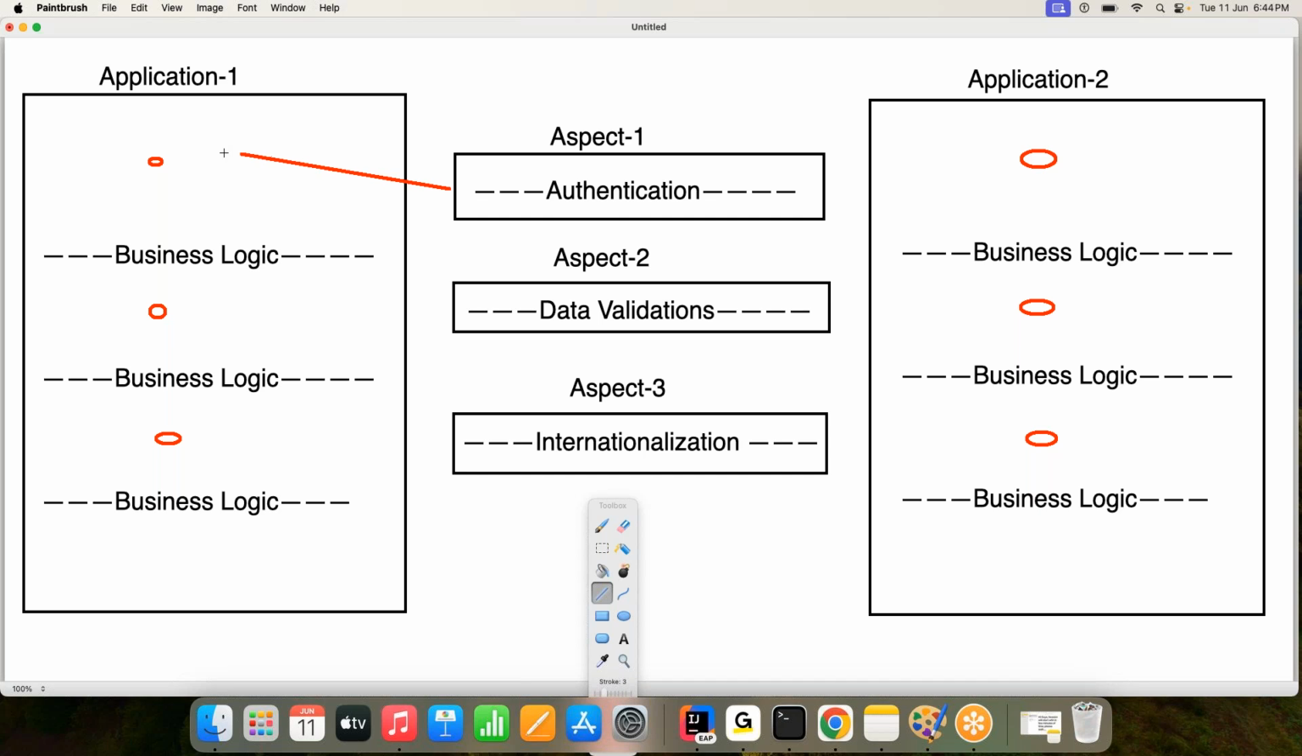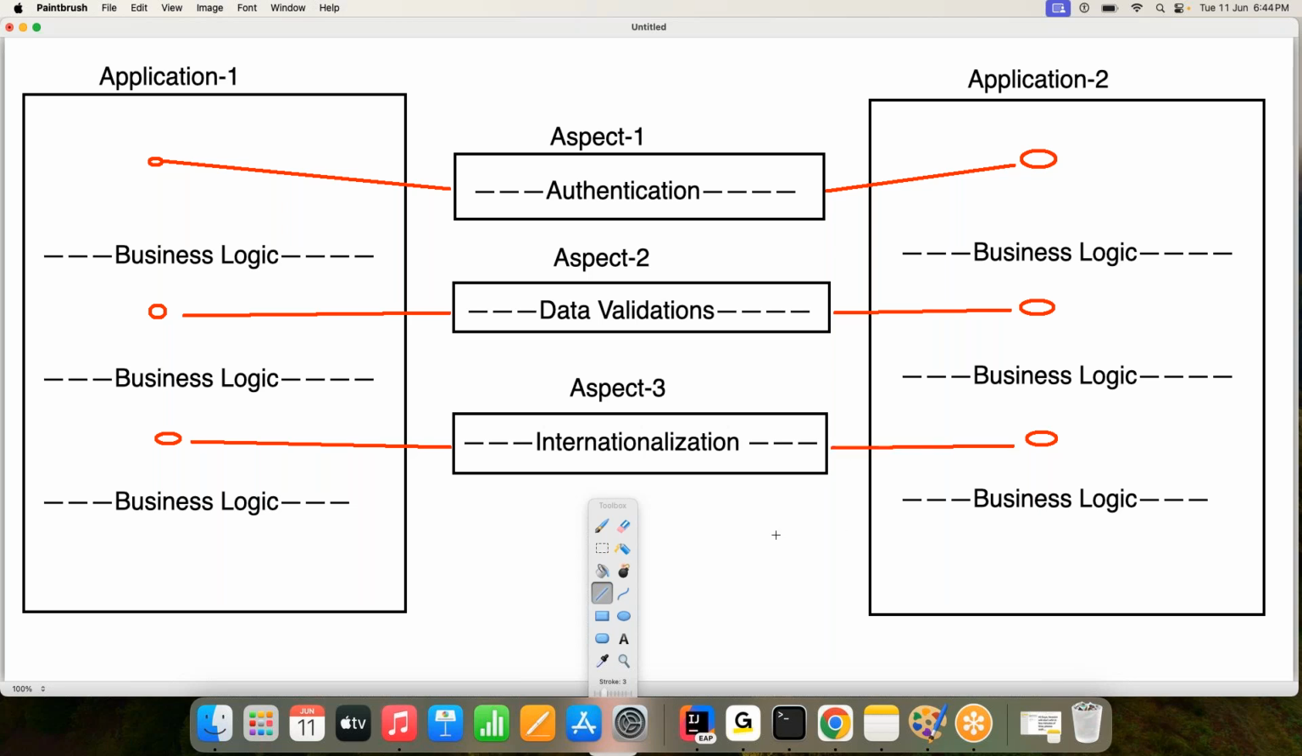Now we are going to inject authentication to this location, authentication to this location. Here also authentication to this location and here in this location. This internationalization to this location, and this internationalization to this location.